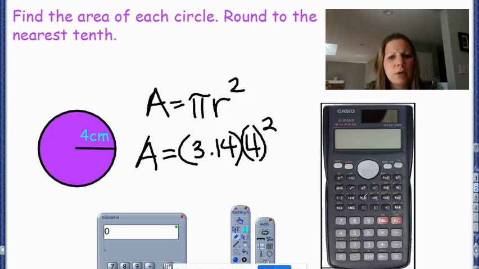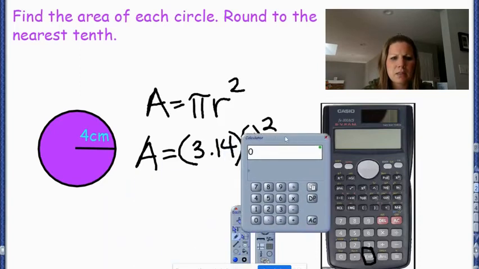Okay? If you wanted to use the pi button on the calculator, you would press the shift button, and then our pi symbol, if you see it right down here, is right there. So then you would do shift and then the exp. So I have a calculator here. So shift exp times 4 to the power of 2. And then you will get your answer.